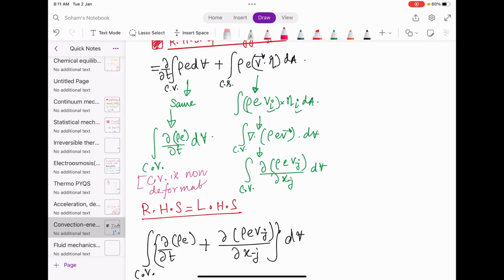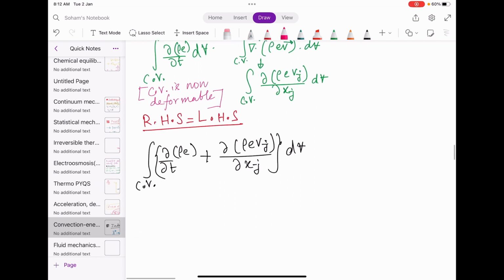Okay, that is, the volume is not a function of time. So the CV is non-deformable, and if the CV is deformable, then also the equation can be modified using the Leibniz rule.